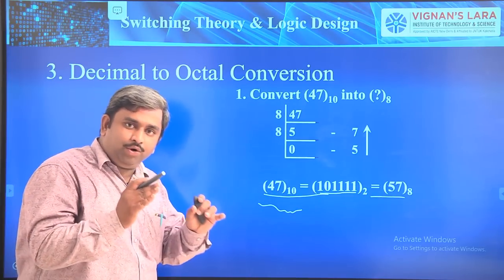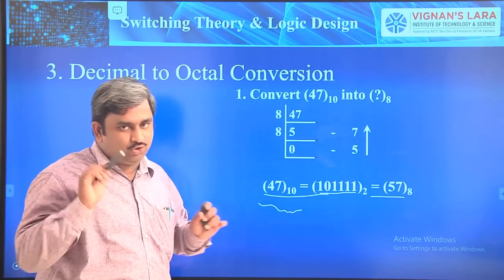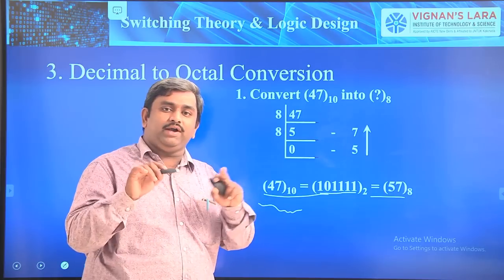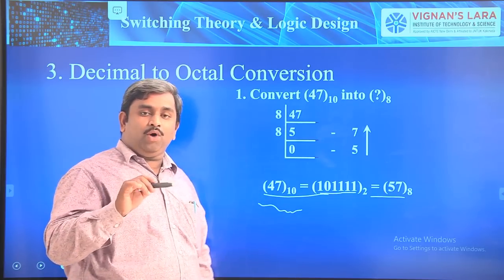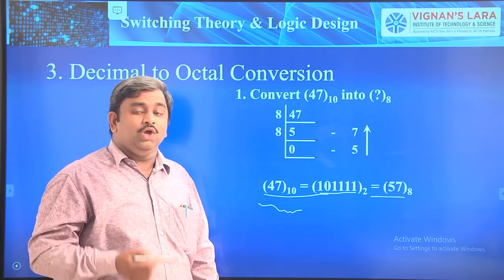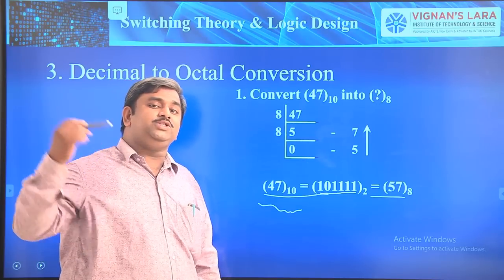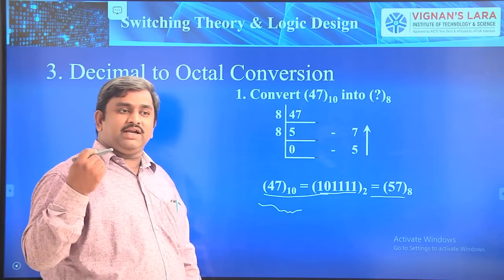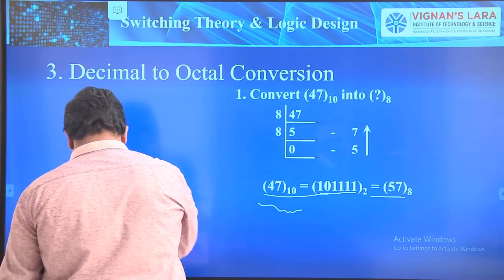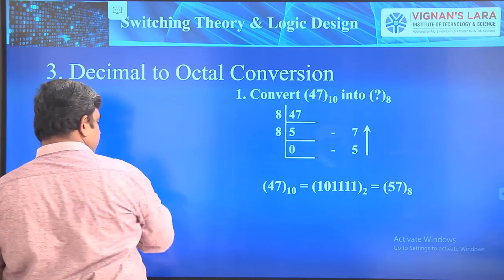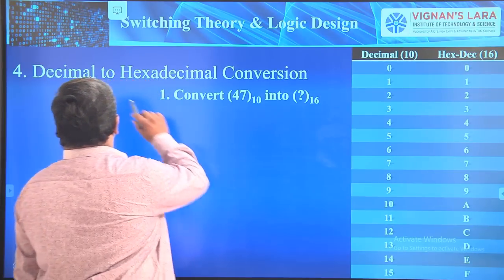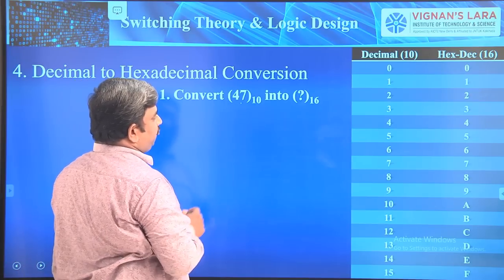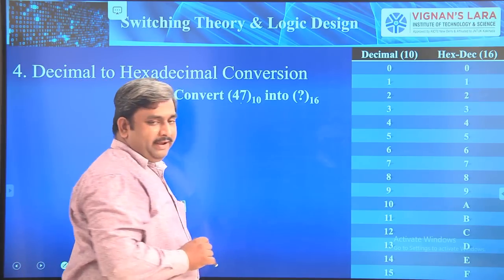So if you want to convert into the binary system, you have to divide by 2, and if you want to convert into the octal system, you have to divide by 8. Now if you want to convert into the hexadecimal system, you have to divide by the hexadecimal base. What is the hexadecimal base number? The hexadecimal base is 16. So, decimal to hexadecimal conversion: convert the given number 47 of base 10 into base 16.